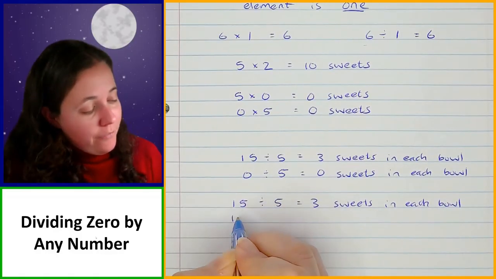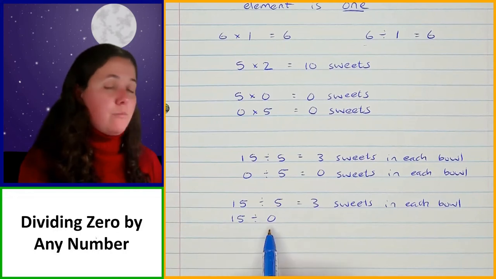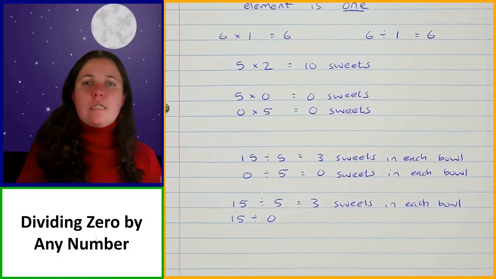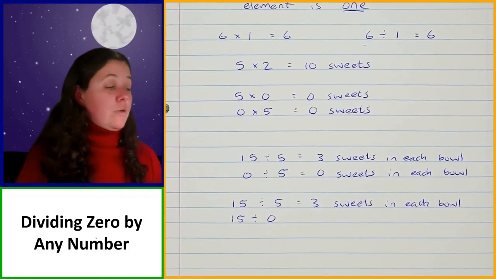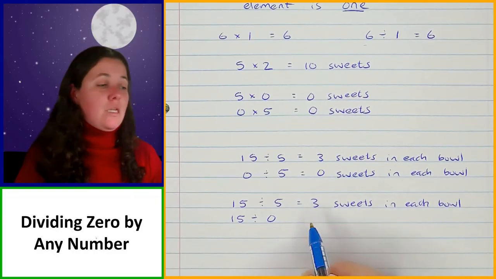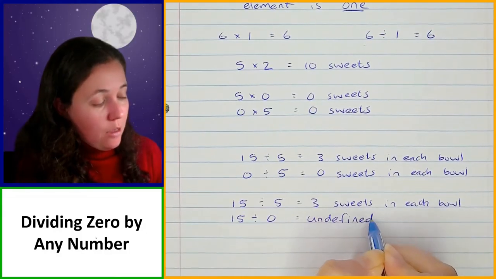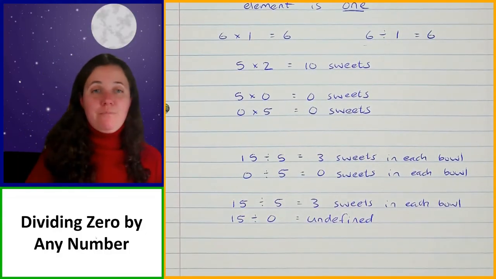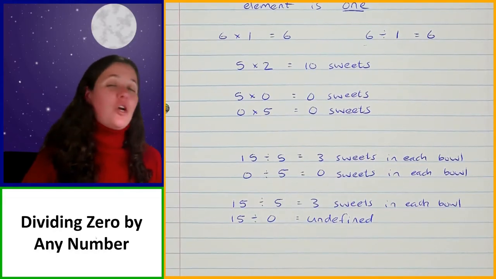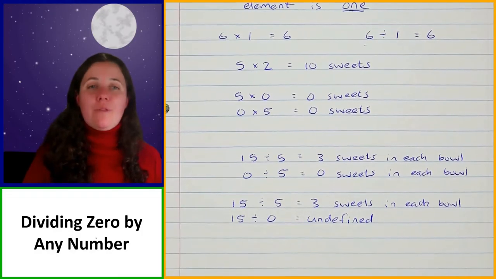If you try and say 15 divided by 0, the number of sweets we have divided by the number of bowls we have, which is 0, then we try to share these sweets into non-existent bowls. We can't do that. Okay? So I can't say how many sweets are going to be in every bowl because there aren't any bowls. And this is what we call undefined. Not imaginary, undefined. Okay, so we can't define it because there's no way of dividing something by zero.